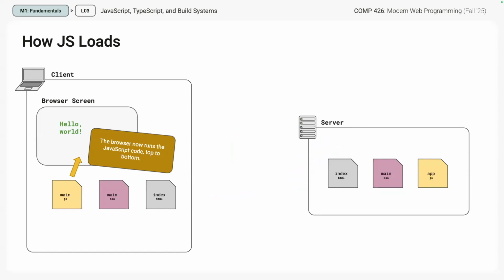All right? So again, the process here: we load an HTML page first. Then once we get it, we load our CSS and our JavaScript. Like we download that from the server. And then finally, that JavaScript file is going to be run top to bottom in our browser. Any questions here so far?